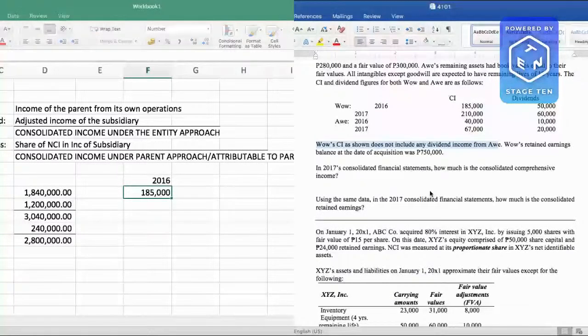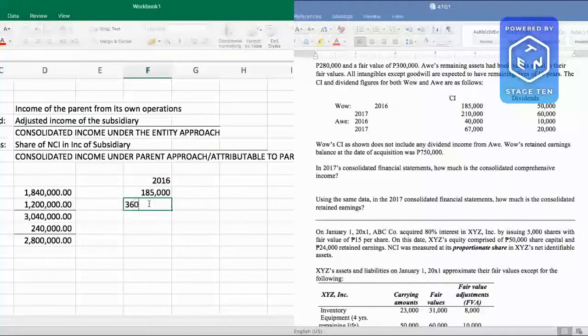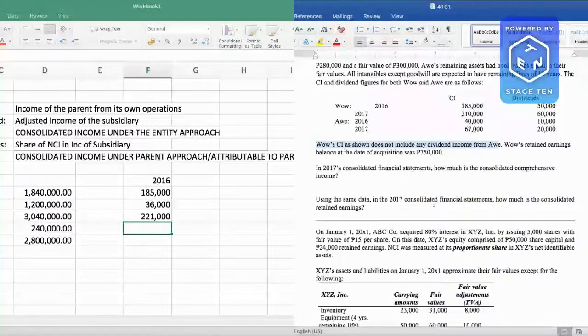So in the eyes of the consolidated entity class, the correct income or profit of the subsidiary is 36,000. Okay. So that means the consolidated income then is 221,000. So the only way you'll get this wrong class is if you simply added 185 and 40. Is that clear?